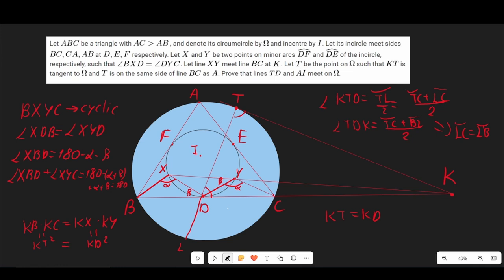And this is what we wanted to show, because AI passes through L and TD also passes through L. If you got any questions, write in the comments.